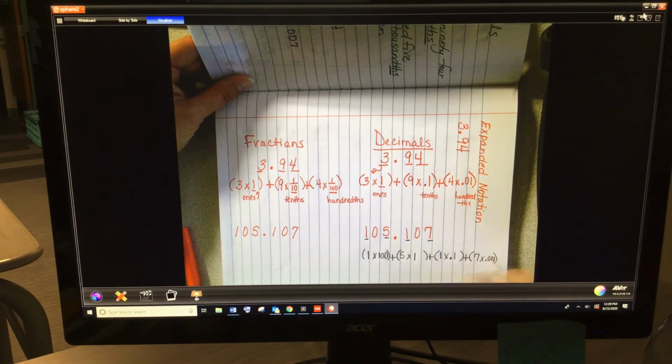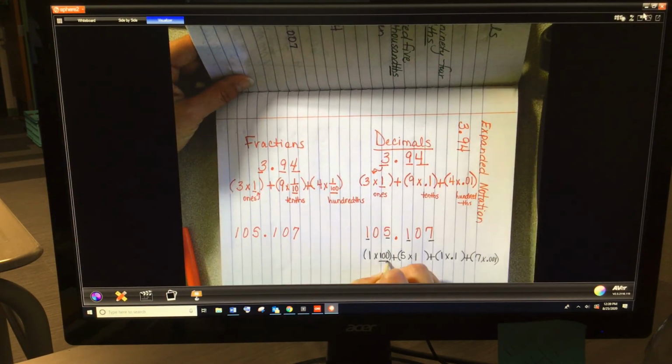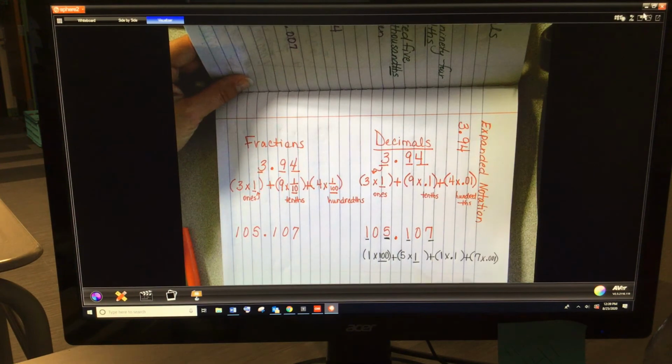0.001. So again, we found the first number to be in the hundredths place value. Our second number that's not a 0 was in the ones place value. The next number, the 1, was in the tenths place value, and ultimately then we found the 7 to be in the thousandths. So this is expanded notation with decimals.